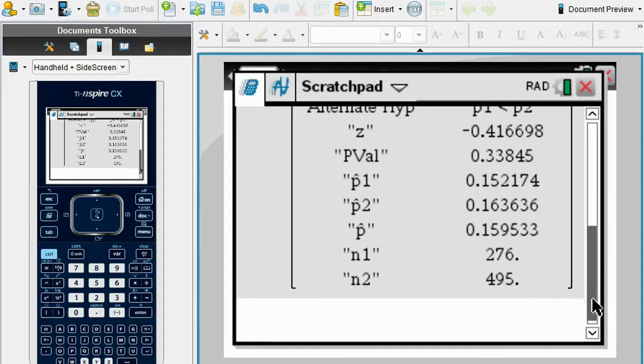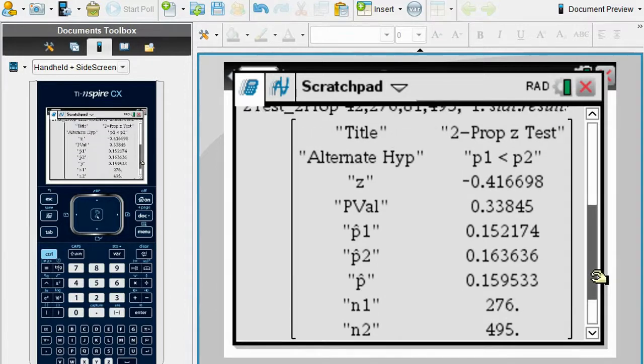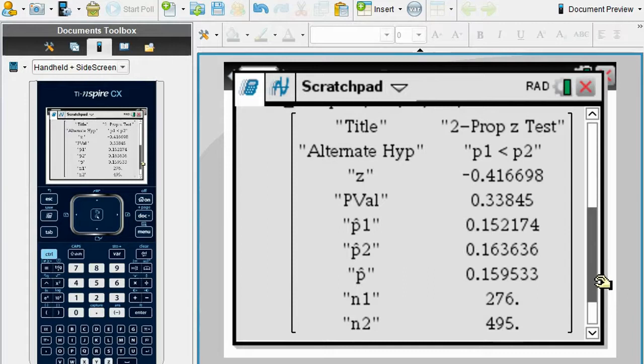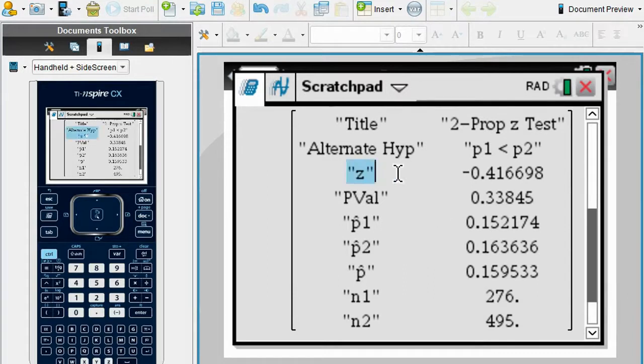And here's a bunch of stuff that it will give you. I want to show you the ones you need for sure. For starters, here's the Z-score, the test statistic, negative 0.416698, so negative 0.42. So we did do it right. Next one here is the p-value, the 0.338. So that's what we got.